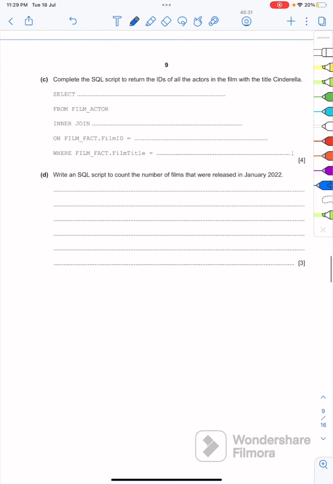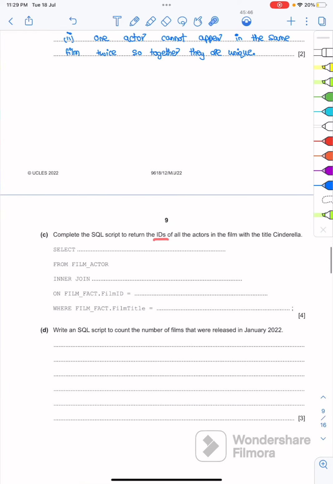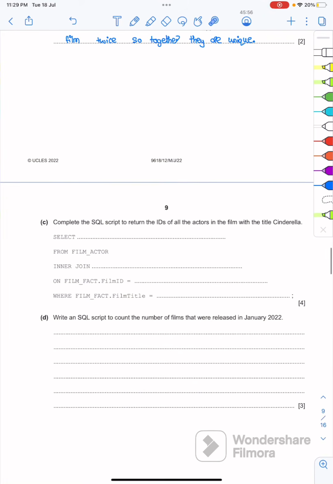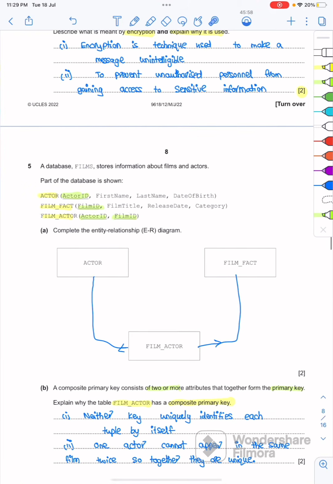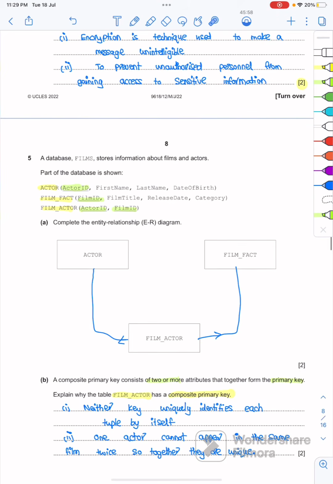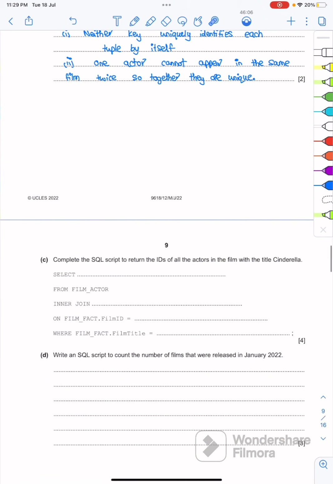There you go. And we've just got a few questions left in this example. The next part is about the structured query language. Complete the SQL script to return IDs of all the actors in the film with the title Cinderella. So we're returning actor IDs, but since it's all the actors in the film with the title Cinderella, you cannot make the mistake of just referencing one table. They've stated here we need the IDs of the actors.